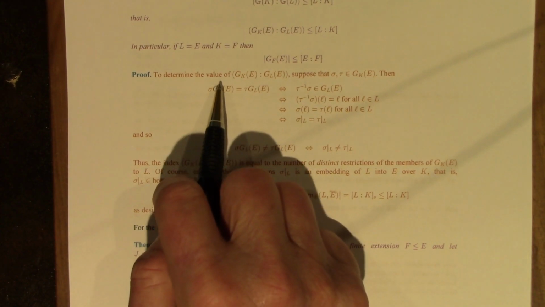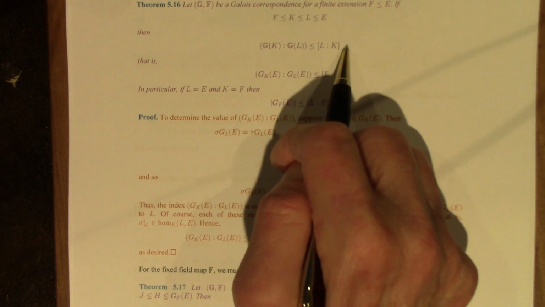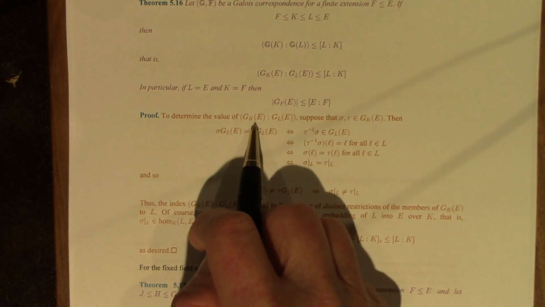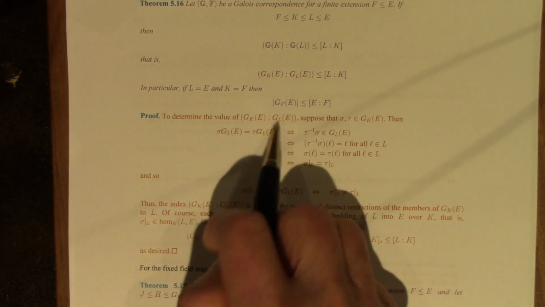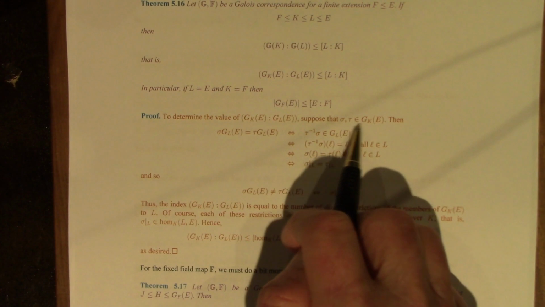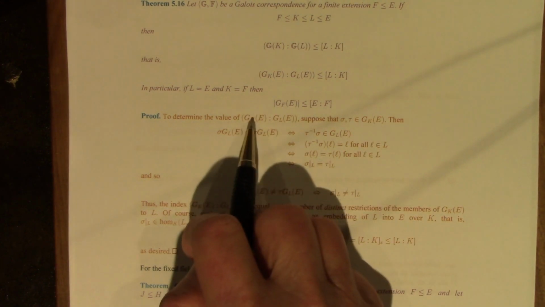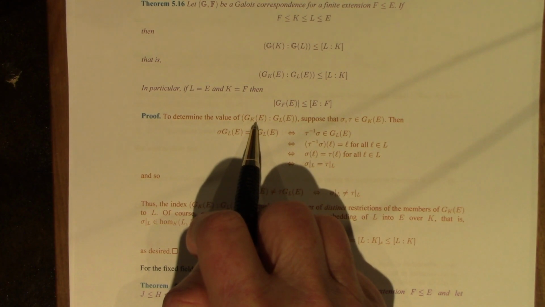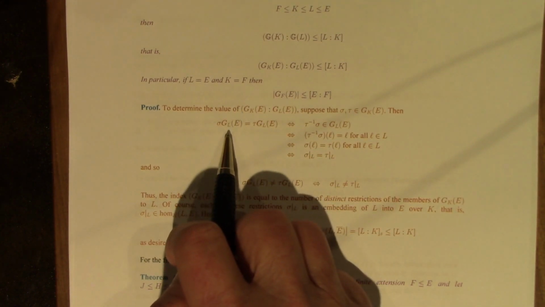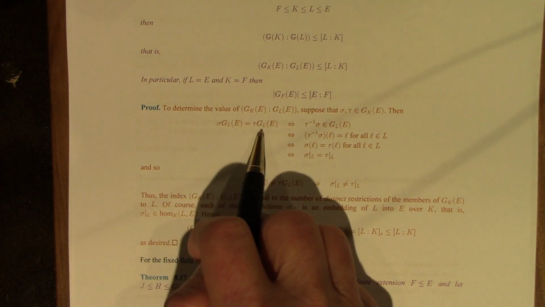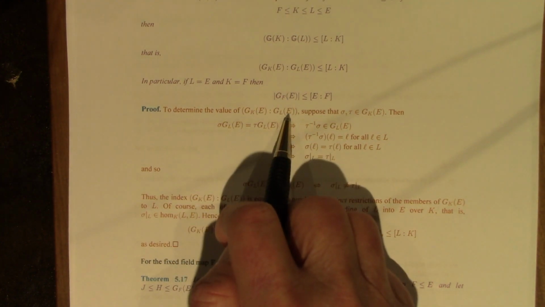As to proof, so we're trying to prove this inequality here. To determine the value of this group index, suppose we have two elements, two automorphisms in the bigger group. And we look at their cosets with respect to the smaller group.